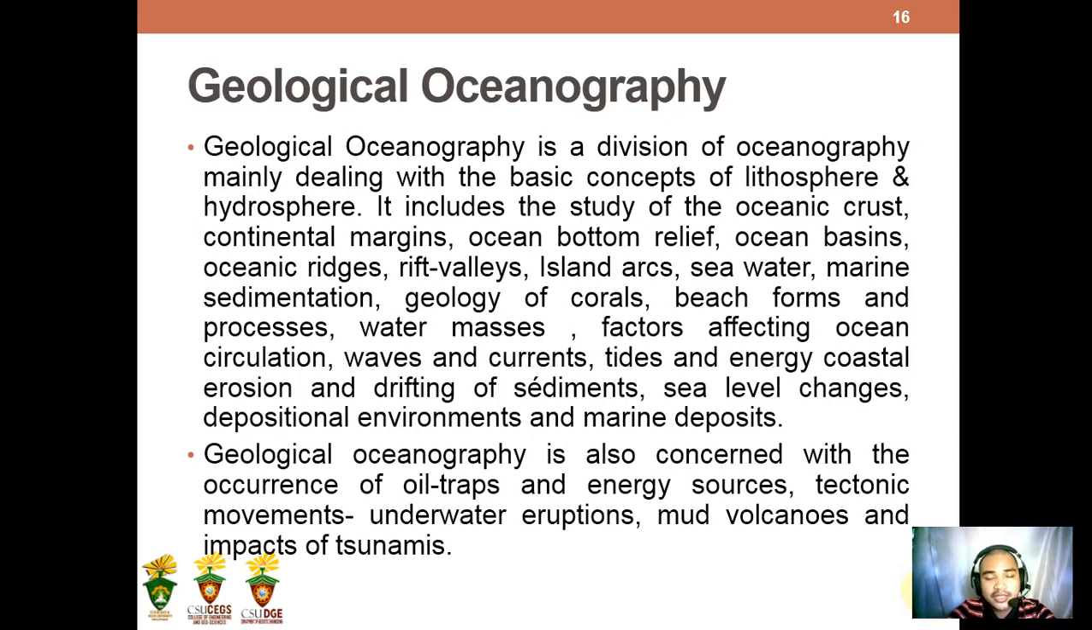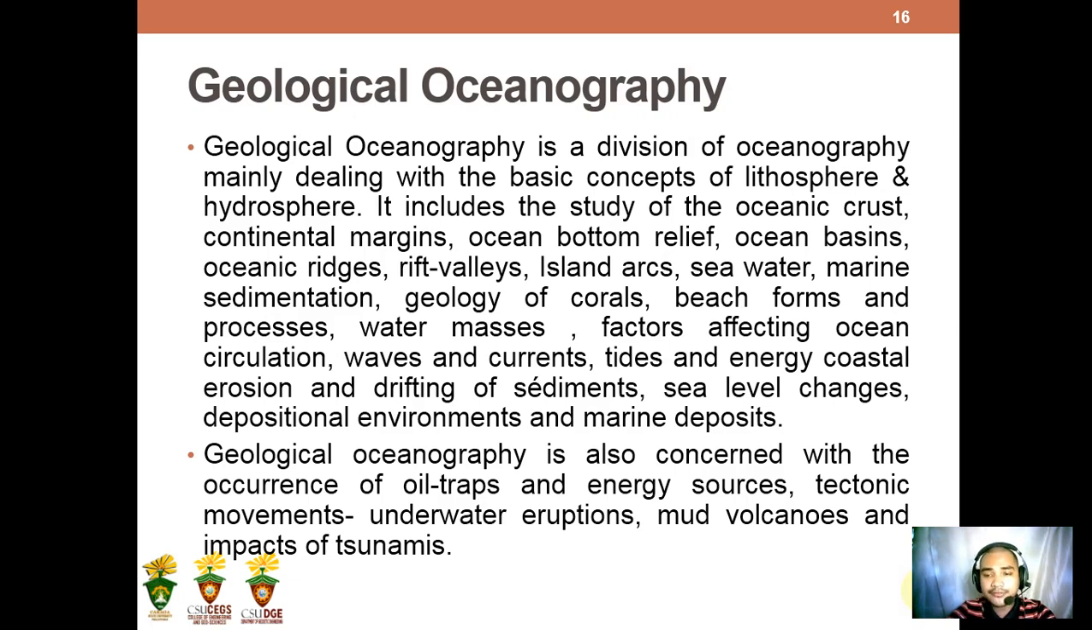Next is geological oceanography. So, geological oceanography is a division of oceanography that mainly deals with the basic concepts of the lithosphere and hydrosphere. And from the word itself, lithosphere is the land portion, and hydro is for water.